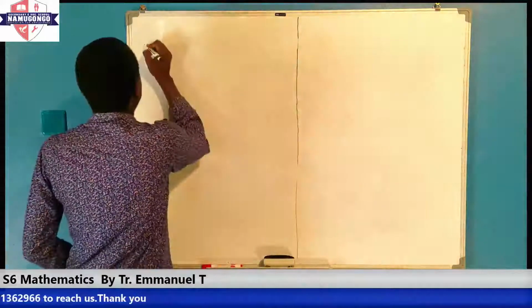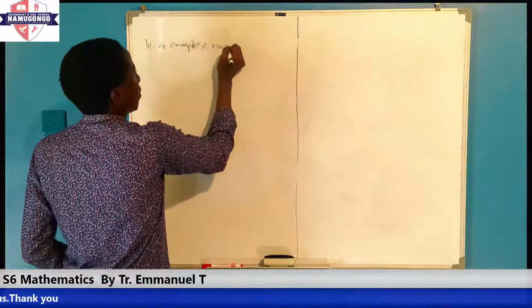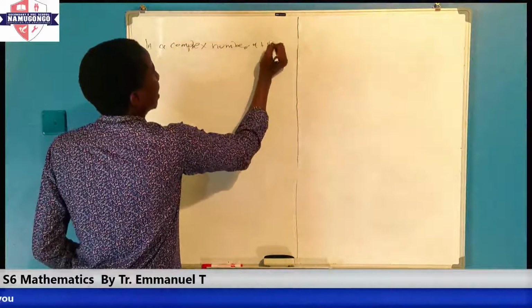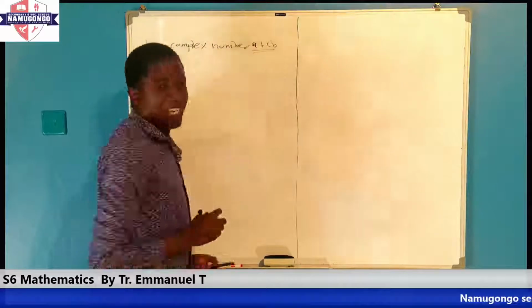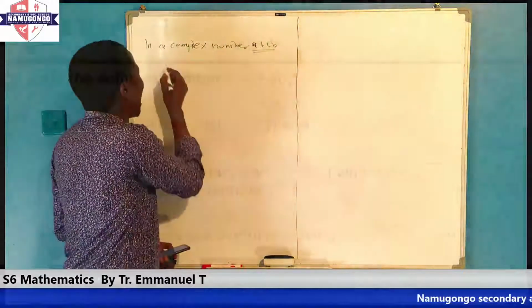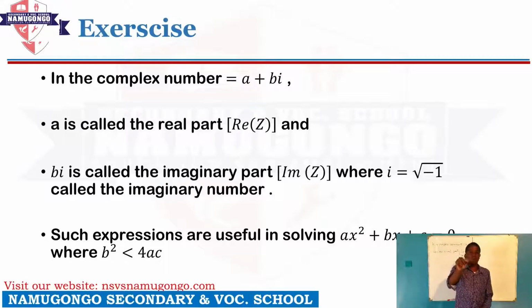So in a complex number, a plus ib, this is our complex number. We shall see that a is called the real part. And in complex numbers, the real part is abbreviated as Re(z). Whenever you see this, it means they are dealing with the real part of the complex number.